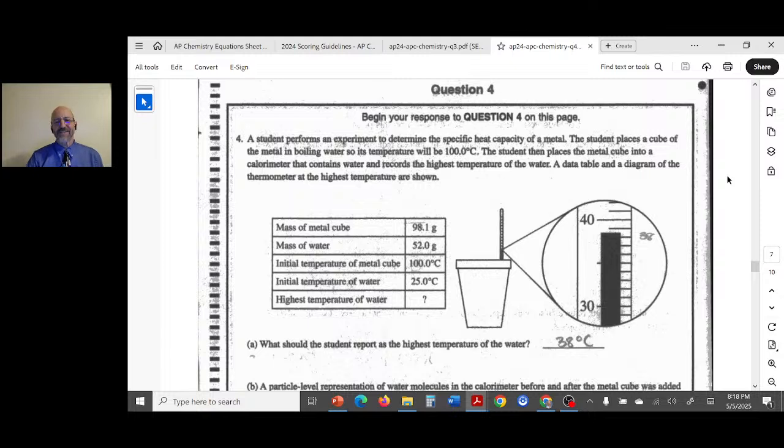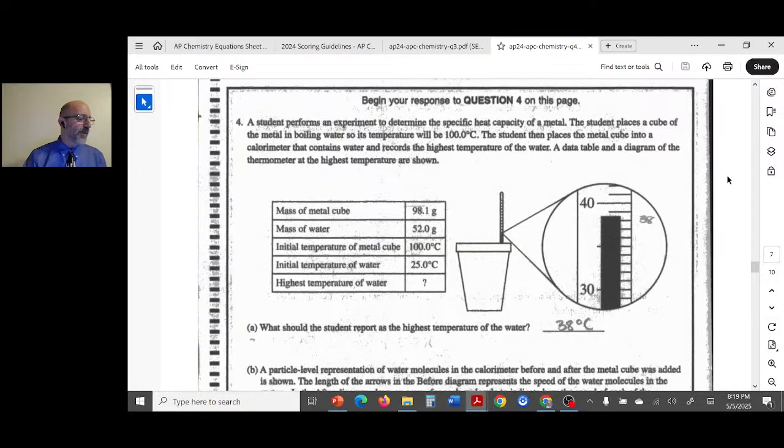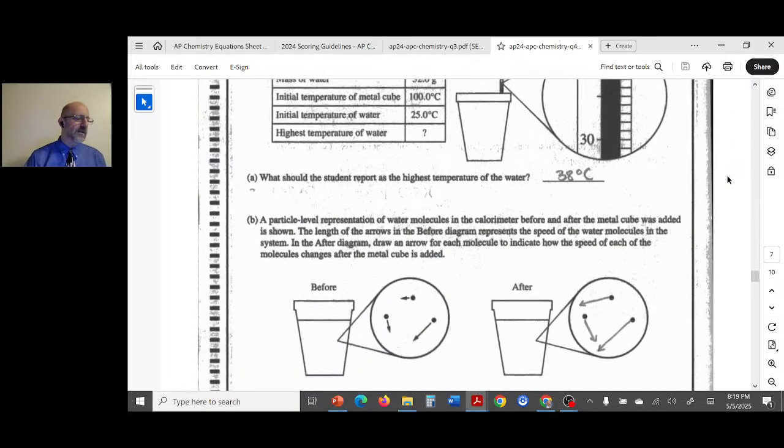So close. It's not 38, it's 38.5. Now this person got only 1 out of 4 points. The point was not earned in part A because the temperature is not recorded to the correct number of decimal places. In part B, the point was earned for drawing longer arrows. So that was the only point that they got.